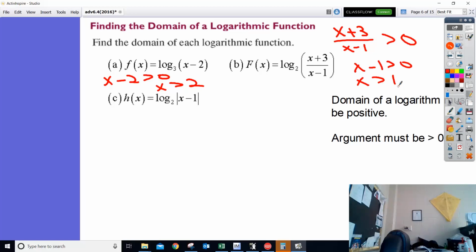How about C? By the way, those bars really represent absolute value. What's the domain on C? What's absolute value do to any number? Makes it positive. So what's the domain of C?